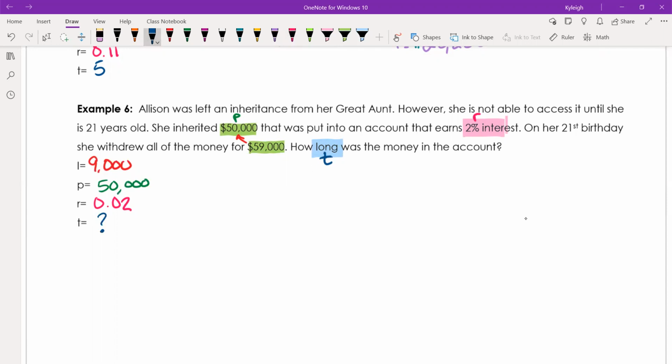We want to find time. So let's plug it into the formula. Okay. Where we're finding time. All right, so we know our interest is 9,000. Our principal was 50,000. Our rate is 0.02. And we need to find time. So let's do 50,000 times 0.02 first. We want to combine our like terms. So let's multiply that first. 50,000 times 0.02, right? Think about this as solving the river.